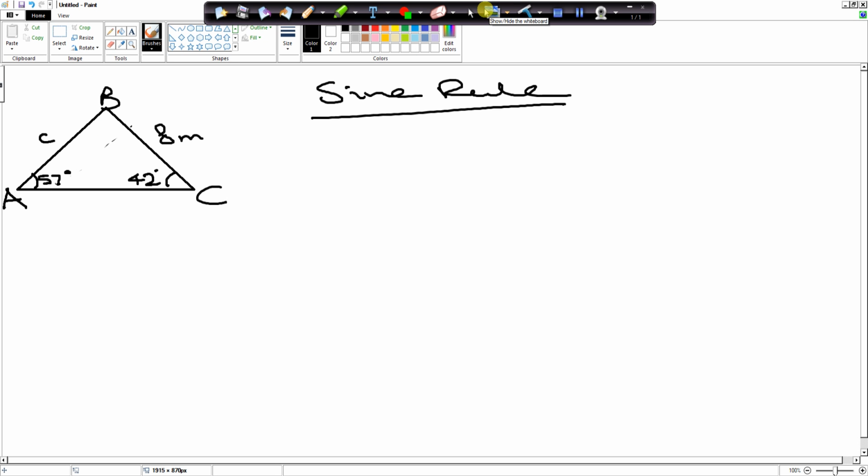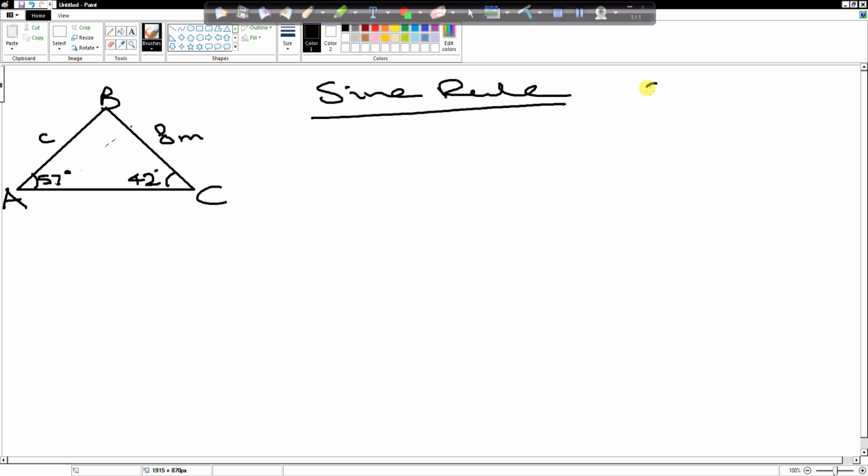For those of you who needed some extra help or missed that particular lesson, these are some extra questions we're looking at. Now, when we do sine rule we say it's a over sine A is equal to b over sine B, and the full rule, we never use the full rule, we only need to use two parts at any one time, is equal to c over sine C. That's the full rule for this particular question.